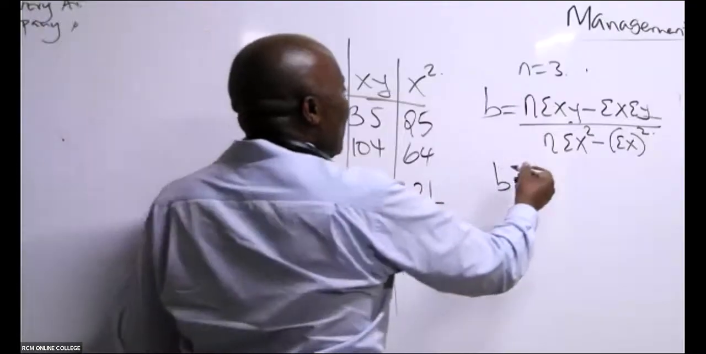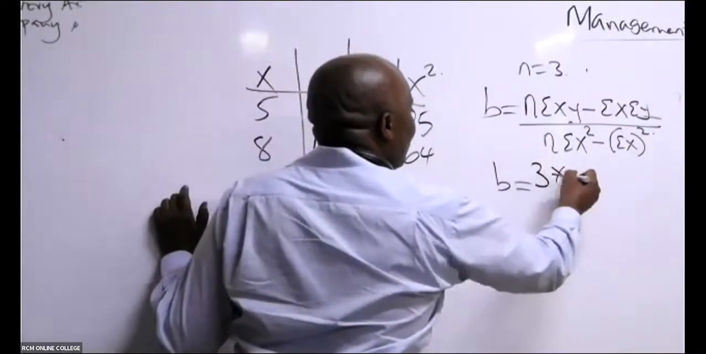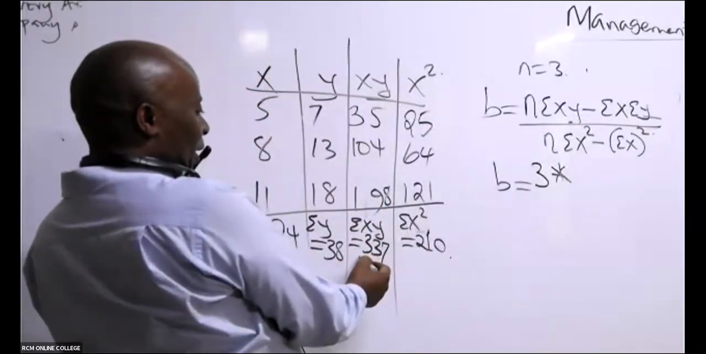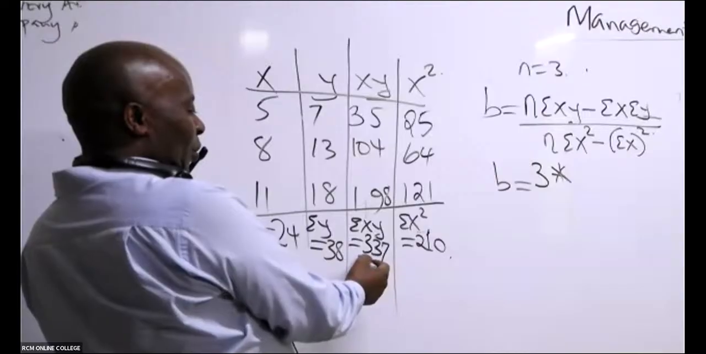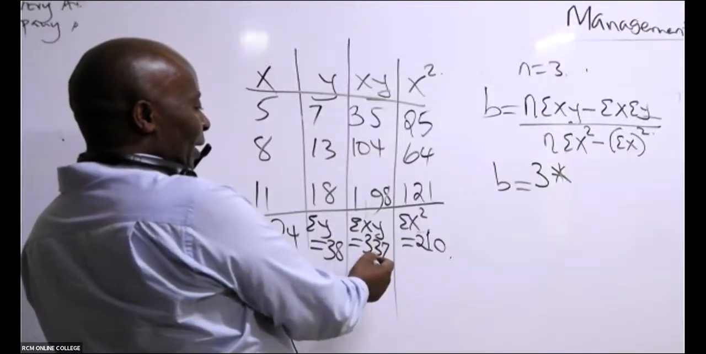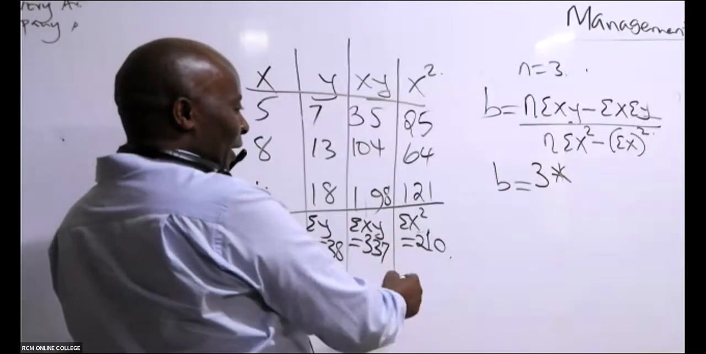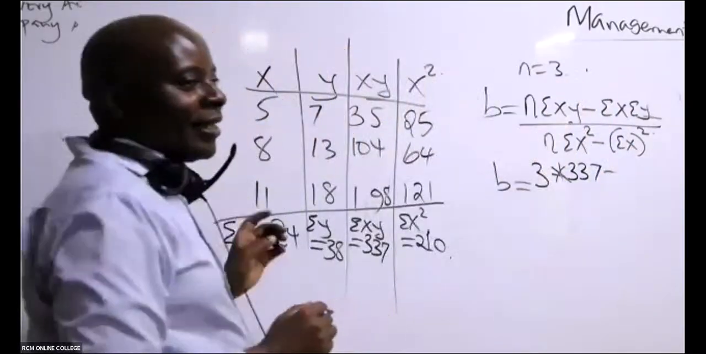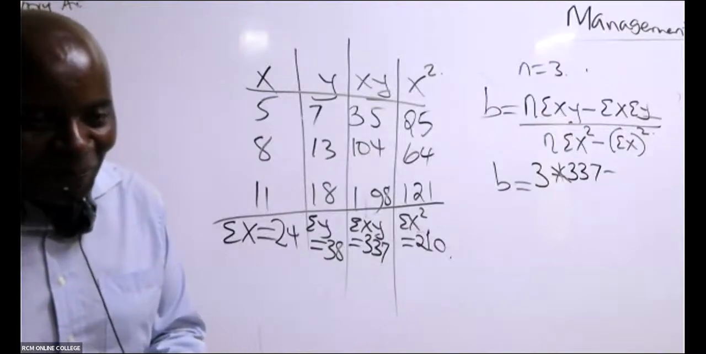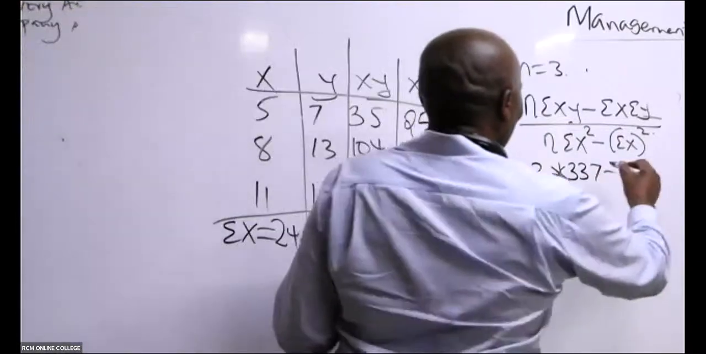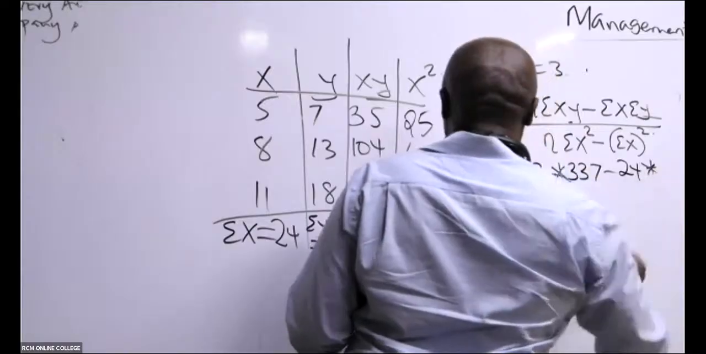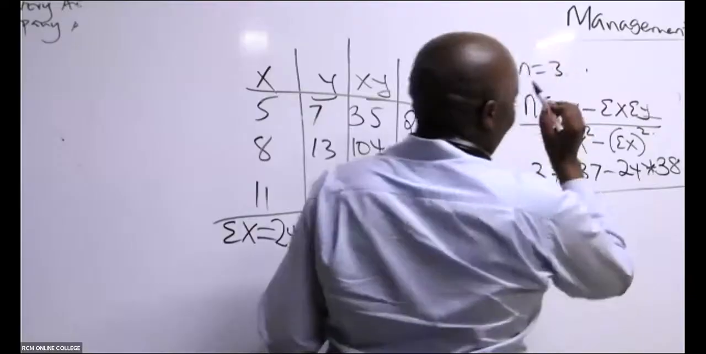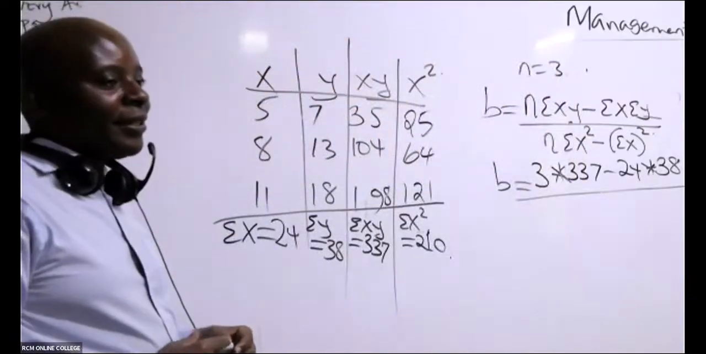So N is 3 times sigma xy. What do we have for our sigma xy? Summation of xy is 337. Abracadabra. Summation of x, 24. Summation of y, 38. Great. Thank you.